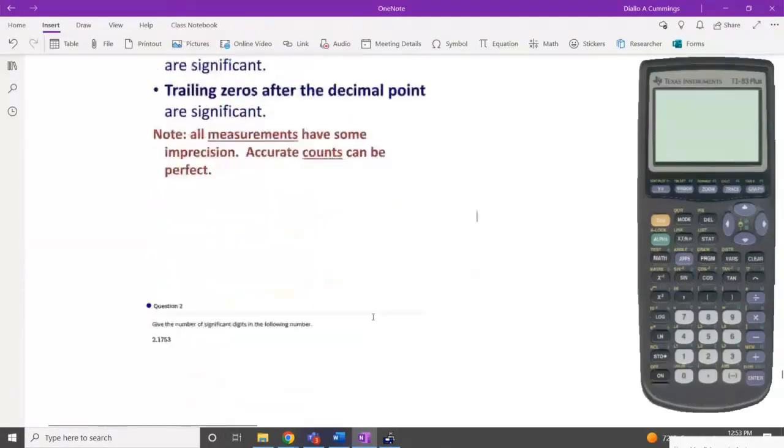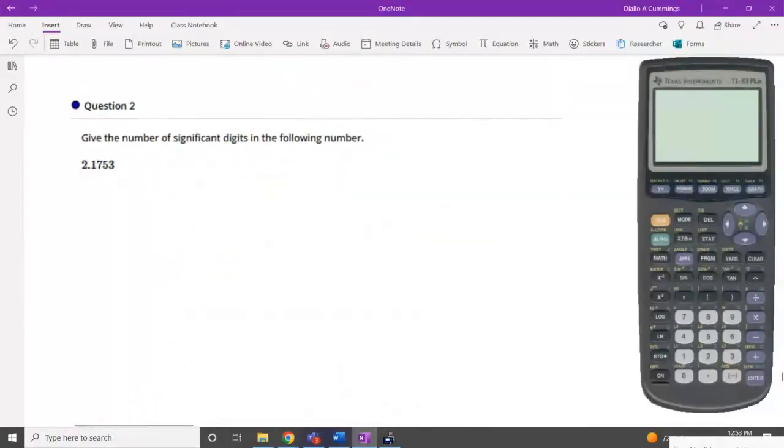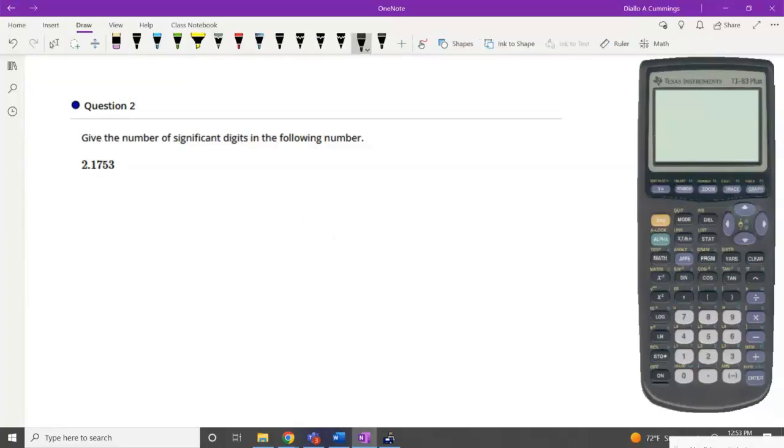So there are a few questions that deal with significant digits. Let's take a look at problem number 2, again coming out of 4.6. It wants us to give the number of significant digits for the following number. Well, I don't have any zeros, and if all non-zero numbers are significant, here I would have 1, 2, 3, 4, 5 significant digits. So my solution here is 5. There's 5 significant digits.